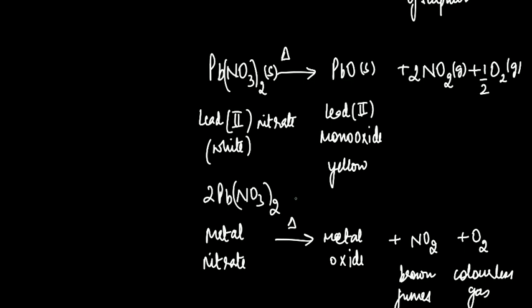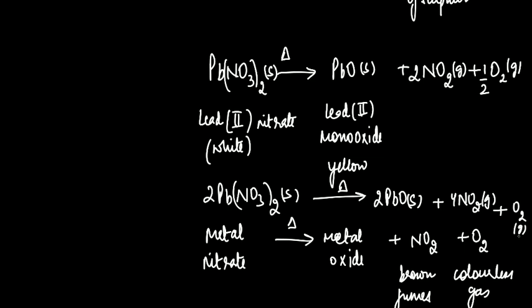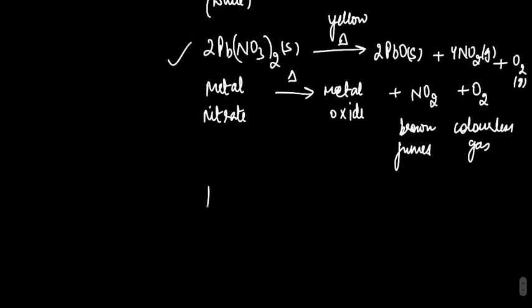Pb(NO3)2 whole twice, 2 PbO plus 4NO2 plus O2. So this is also balanced. This is also correct. Both are fine. Then we can take one more example.